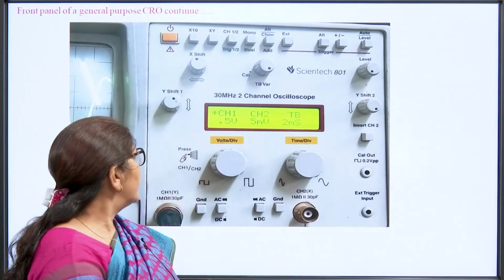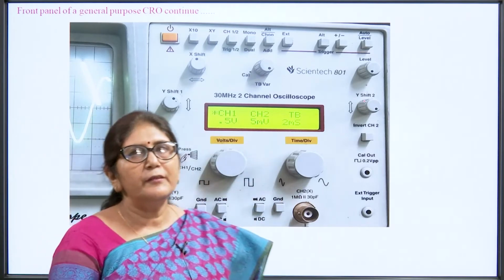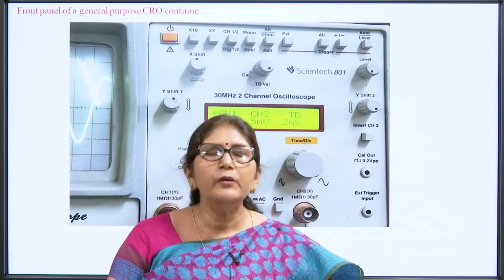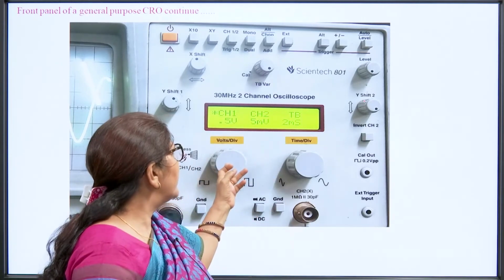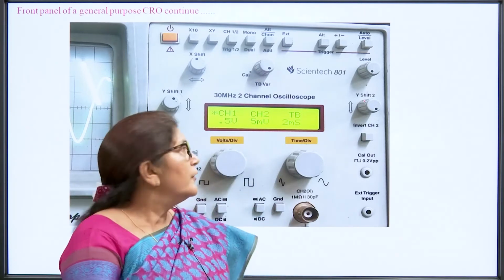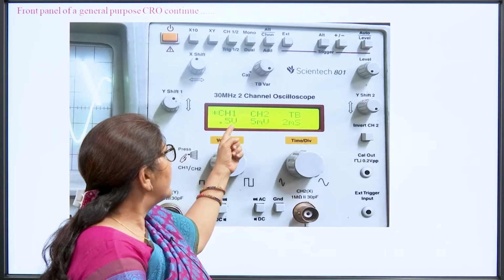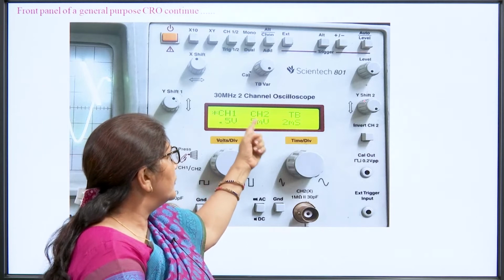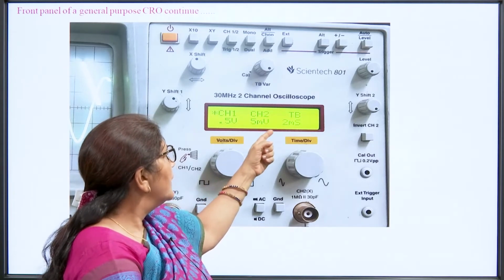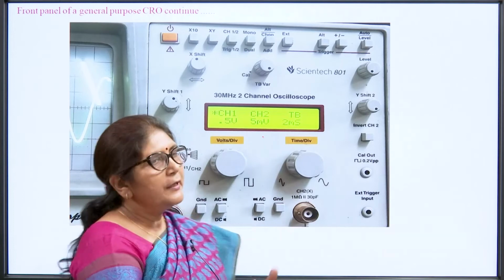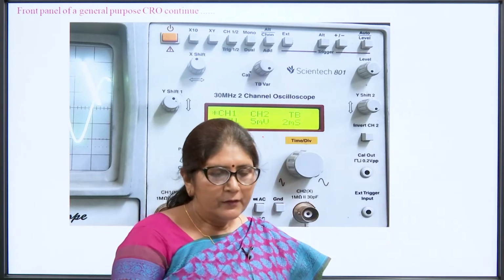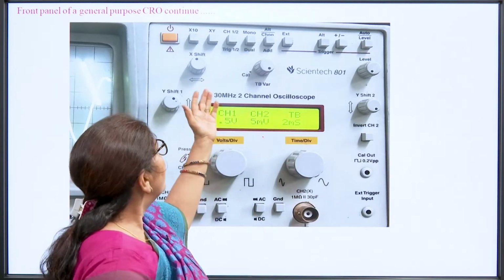So, this is the picture of a laboratory CRO. You can see that this is a slightly different CRO. Here the position of each knob is shown. At that time channel 1 is at 5 volt per division and channel 2 is at 5 millivolt per division, and the time base is 2 millisecond per division. So, these are the different controls we have already discussed.